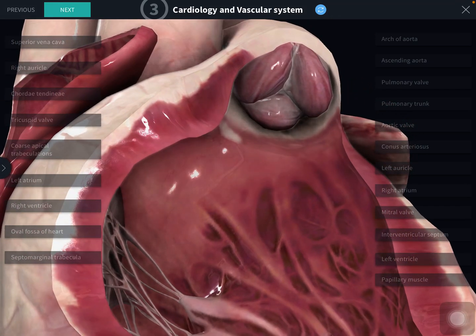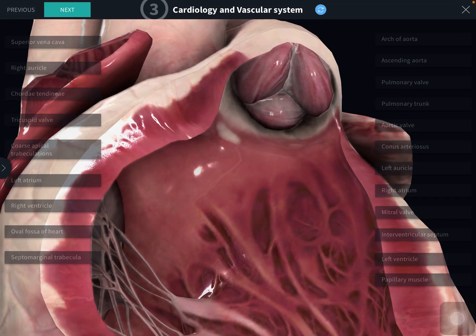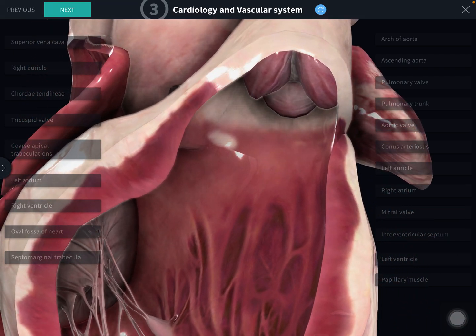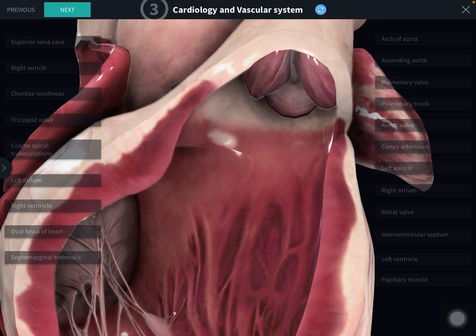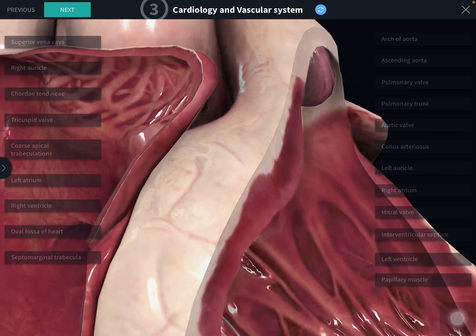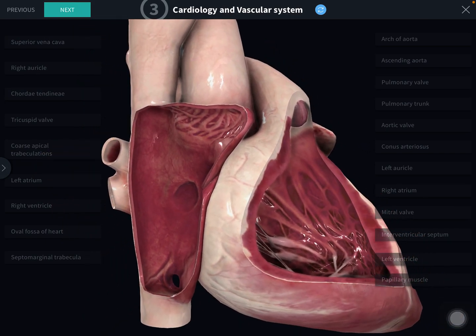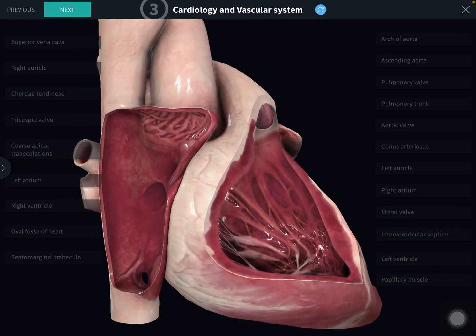Whereas the rough inflow part slows the inflow of the blood during diastole, the smooth walled conus arteriosus increases velocity during the ejection phase of the systole. So now we have completed the interior of the right ventricle in this class. We will see the interior of the left ventricle in the next video.